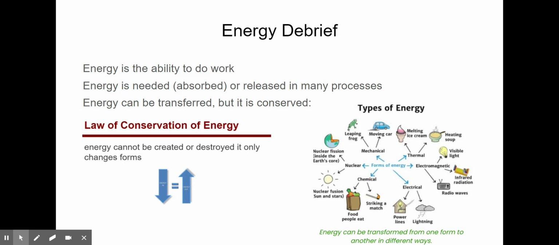I wanted to really quickly make sure that we connected on energy. I wanted to make sure that you understood energy, number one, by definition, is the ability to do work.